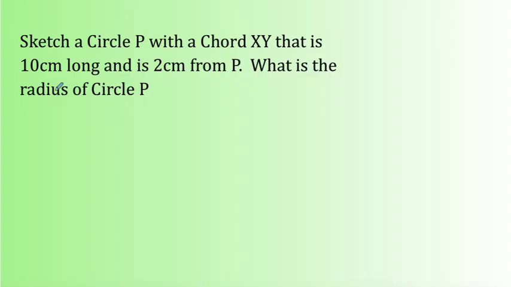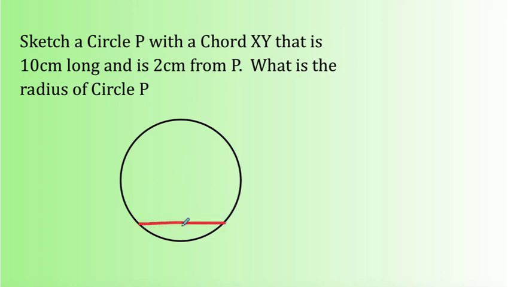All right, last one. I know it's a long video. Sorry, guys. It says sketch a circle P with a chord XY that is 10 centimeters long and is 2 centimeters from P. All right, so here I've got my circle. I've got my chord. I'm going to draw it along the bottom because it's going to be easier for me. It's got a length of 10. I have circle P, and I'm going to call that XY.